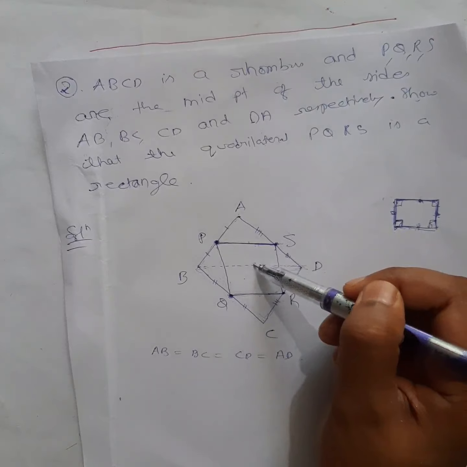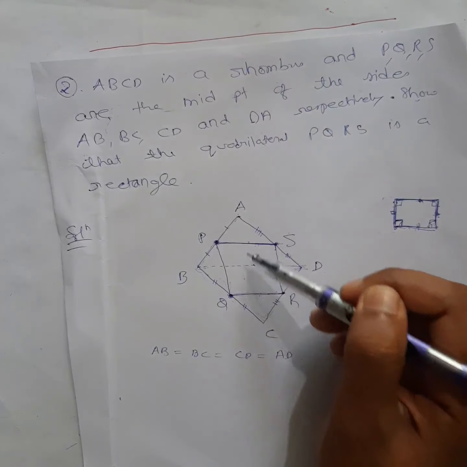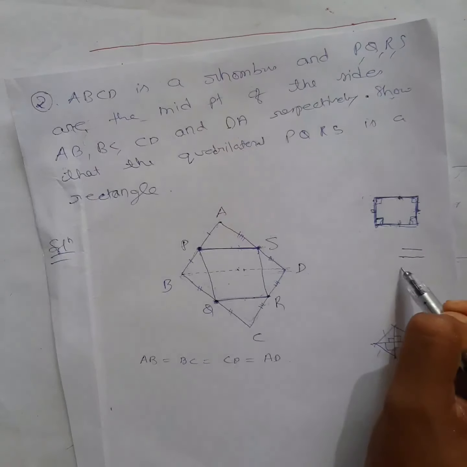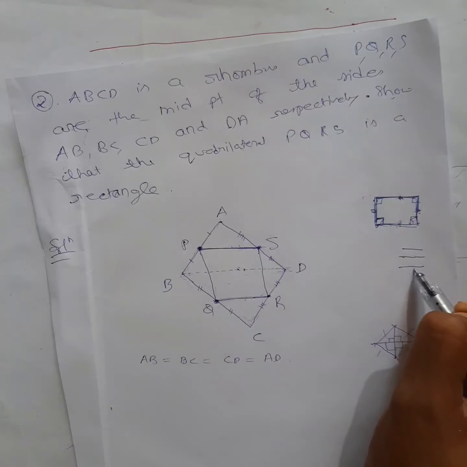So if this is parallel to this, and this is parallel to this, can I say this and this also must be parallel? Obvious, right? If these two lines are parallel, and if I draw one line which is parallel to this, then obviously this also must be parallel, right? So PS and QR will be parallel.